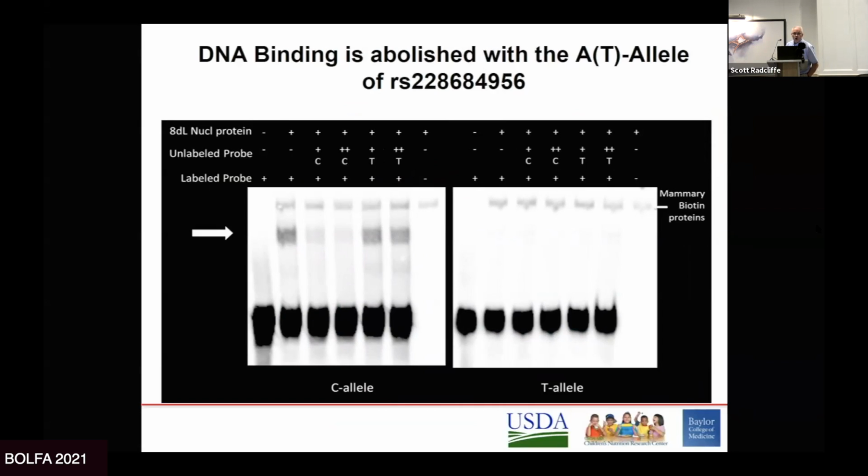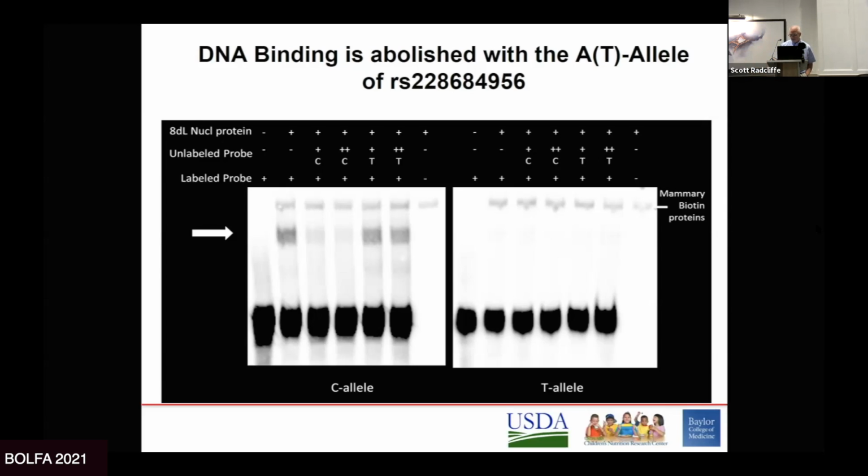It's competed off when you add unlabeled oligo. And if you have an unlabeled mutant oligo, you can see it's not competed off. And of course, on the other side with the T allele, there's no binding at all. So at least in the in vitro circumstance, this suggested that, wow, this might be worth looking at in terms of other aspects.